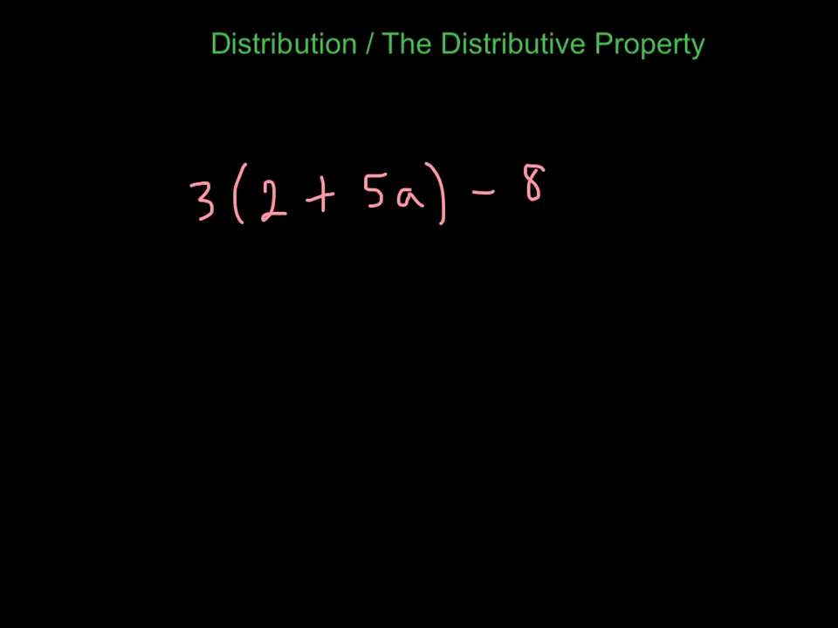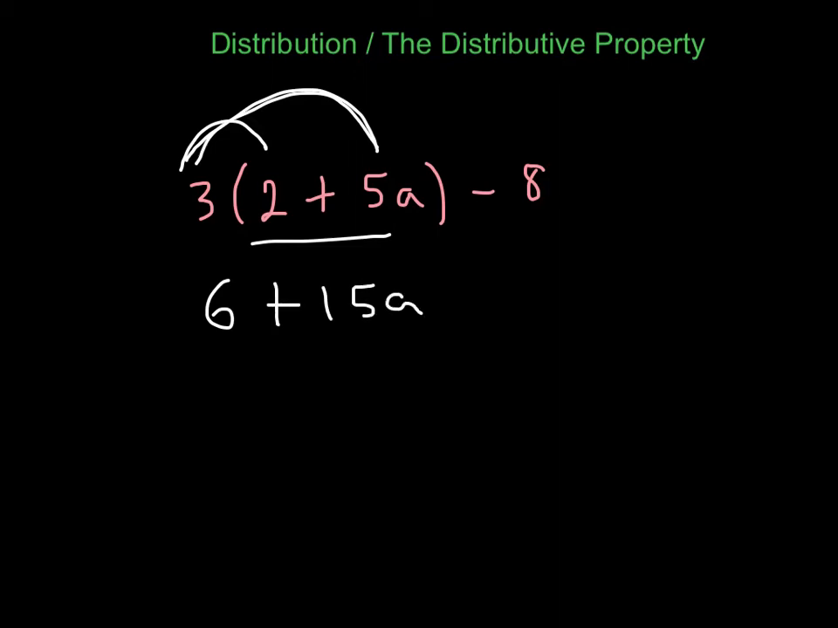Moving right along, and hopefully you're working along with me, I see the parentheses. Inside there is nothing to combine here, so I'm going to distribute. +3 times +2 is a +6, and a +3 times a +5a is a +15a, and this -8 just comes down along for the ride. It's not inside the parentheses, so I will not distribute to it.